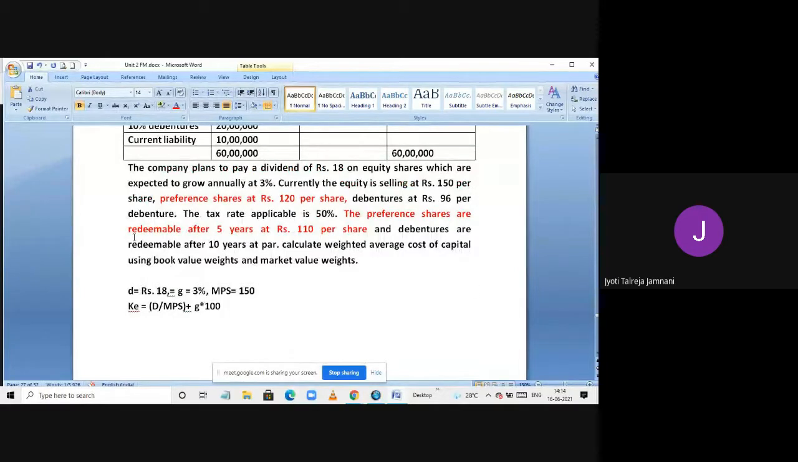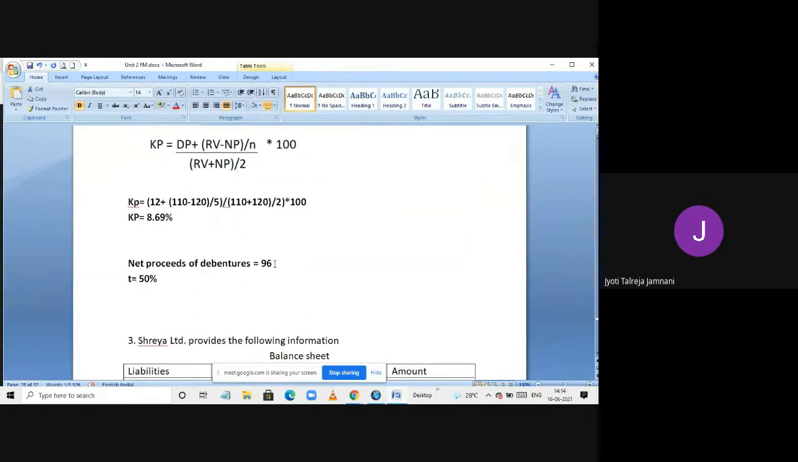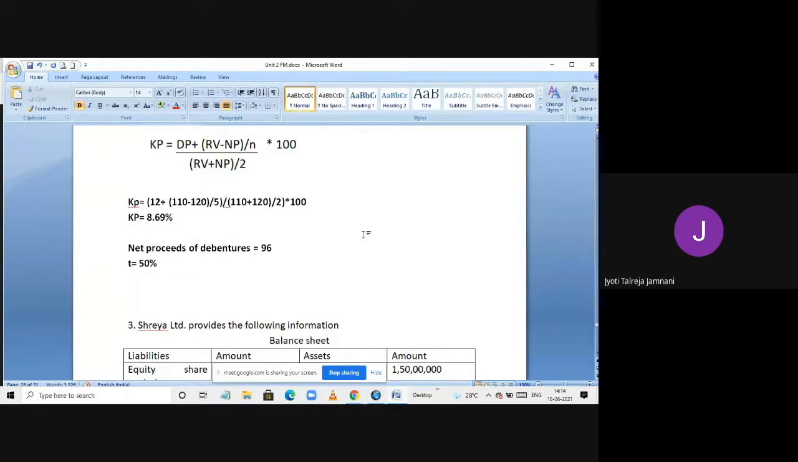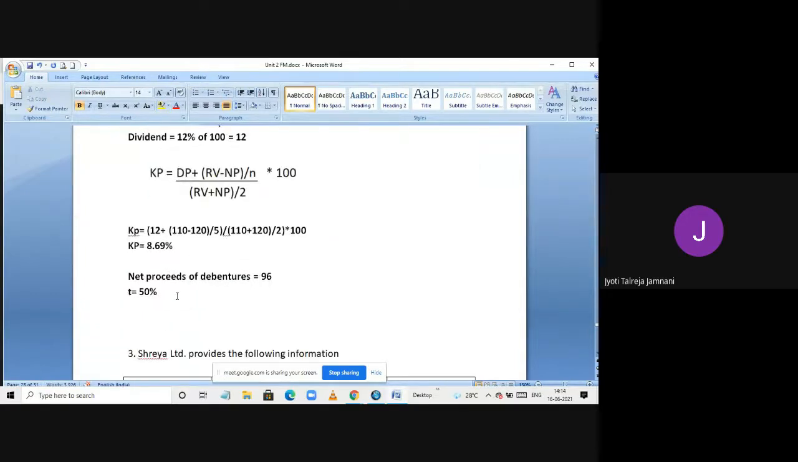Currently, the equity is selling at 150, preference 120, debentures at rupees 96. So here I have already written net proceeds of debenture is 96. Tax rate is 50%. So this is about debentures. I'll highlight it in yellow. Then debentures are redeemable after 10 years at par. So the redeemable value of debentures and the time is given. So N is equals to 10 years. And the redeemable value is at par.